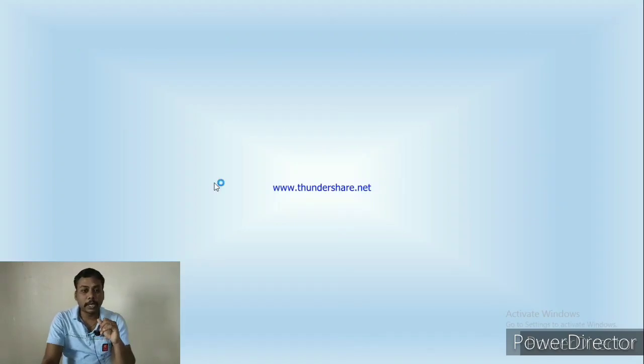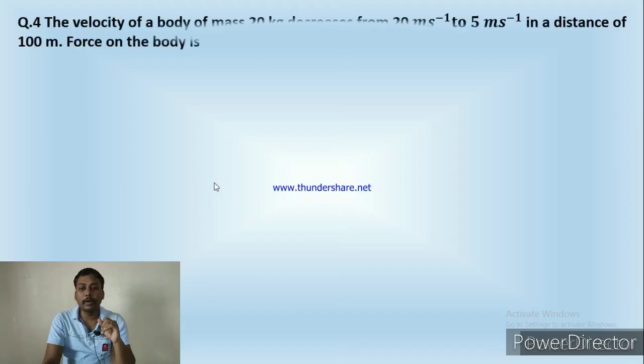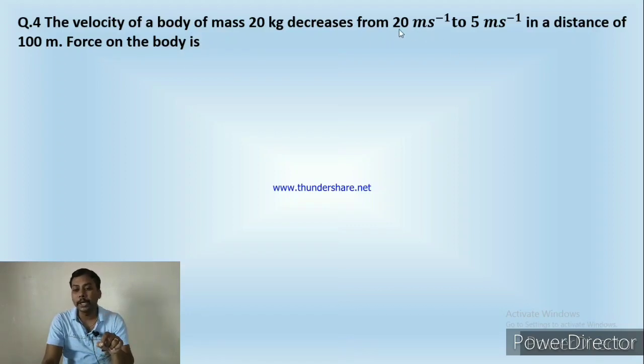Let's see the question again. The velocity of a body of mass 20 kg decreases from 20 meter per second to 5 meter per second in a distance of 100 meter. Means the body whose mass is 20 kg, within the distance of 100 meter, if we apply the force on the body, the velocity of that body decreases from 20 meter per second to 5 meter per second.